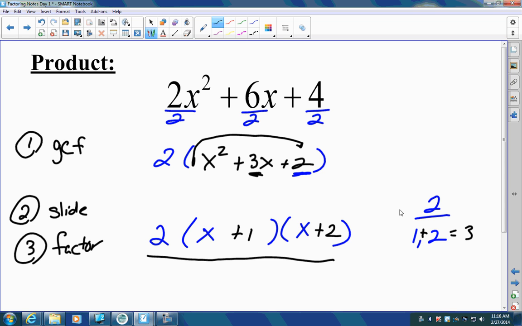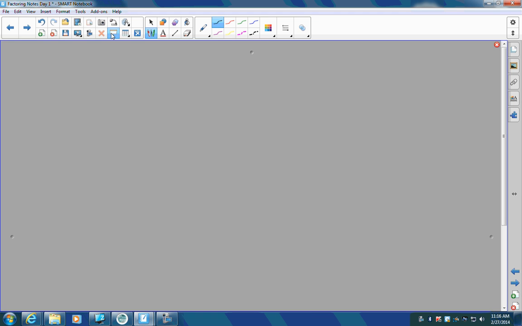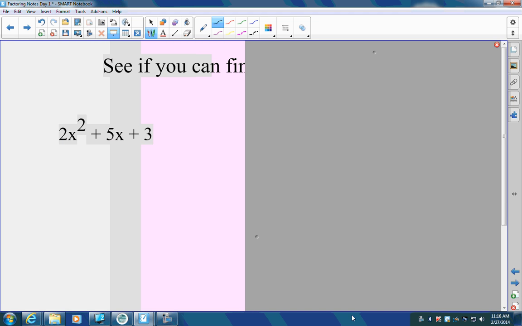Let's try another one. Guys, this stuff is all drill and kill. You have to practice, practice, practice to know what you're doing. All right, let's see. Here we go. Let's try this one.